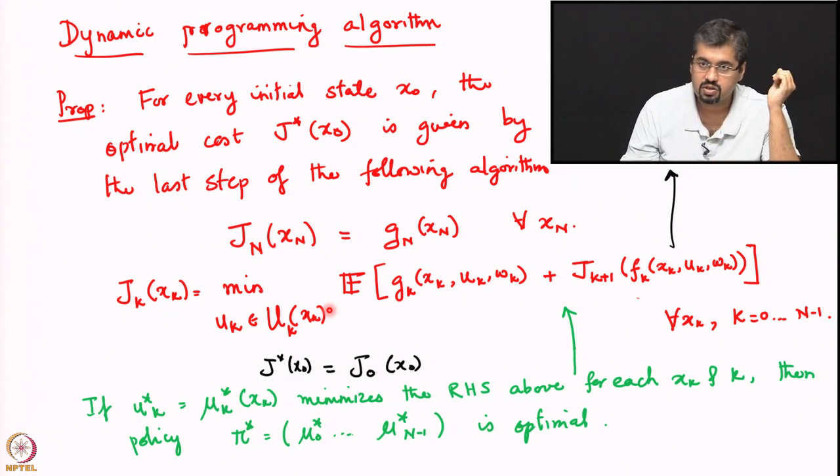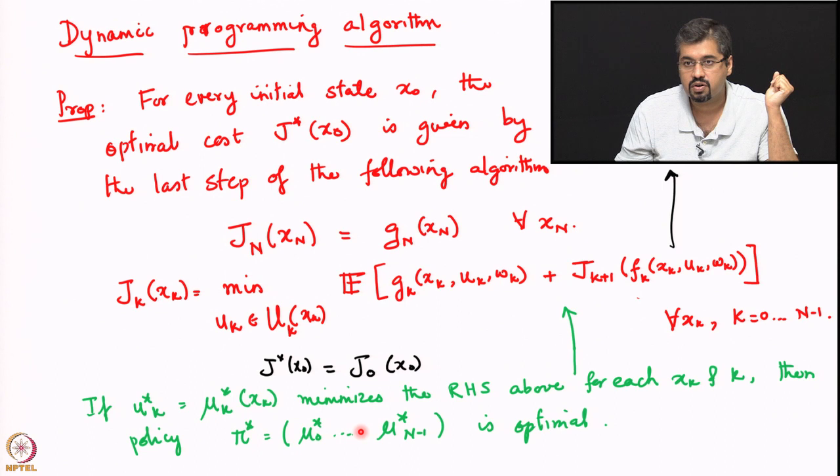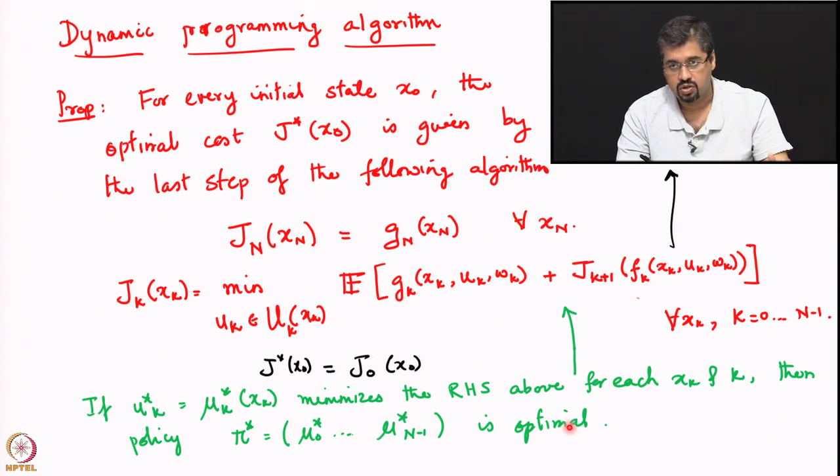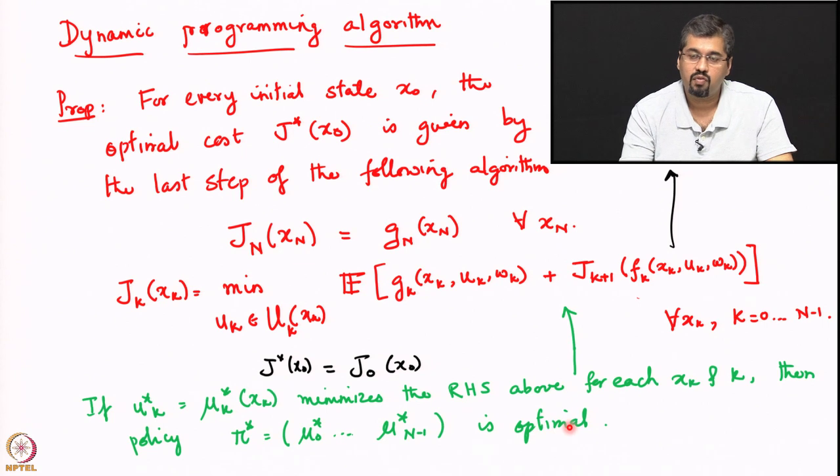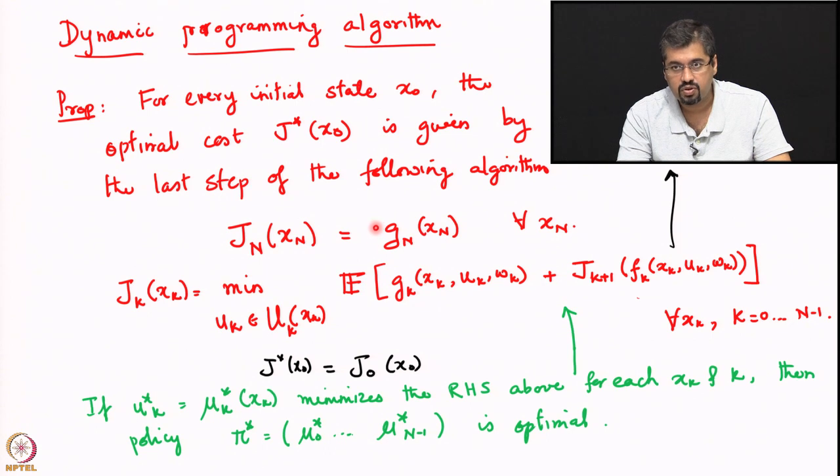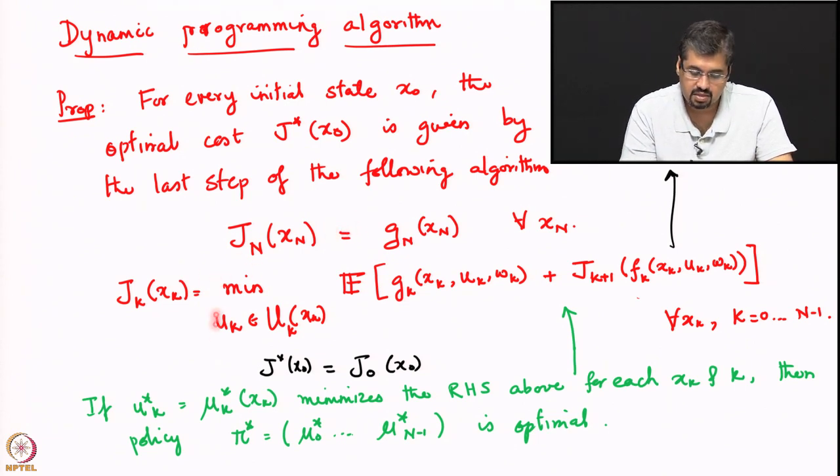So, what this theorem is also telling us is that you put together all these Markov decision rules, mu_0 star to mu_{n-1} star, and that gives us a Markov policy, and this policy is actually an optimal policy for our problem. Okay. So, here is therefore the summary. For every initial state x_0, if you want to find the optimal cost, you go through this recursive algorithm, and at each step you minimize this particular expression, this cost.